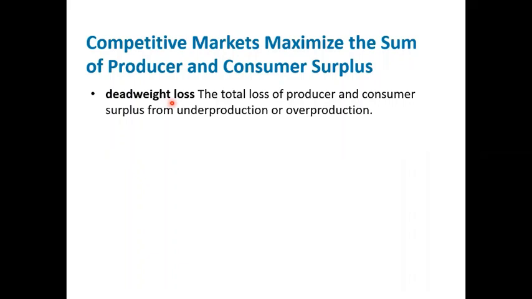So think back to question 1 that we had in chapter 2. What do you make? If you make too little of it, deadweight loss. If you make too much of it, deadweight loss. Total loss of producer and/or consumer surplus. Sometimes it's one, sometimes you lose the other, oftentimes you lose both. Depends on the market itself. But this is from under or overproduction.